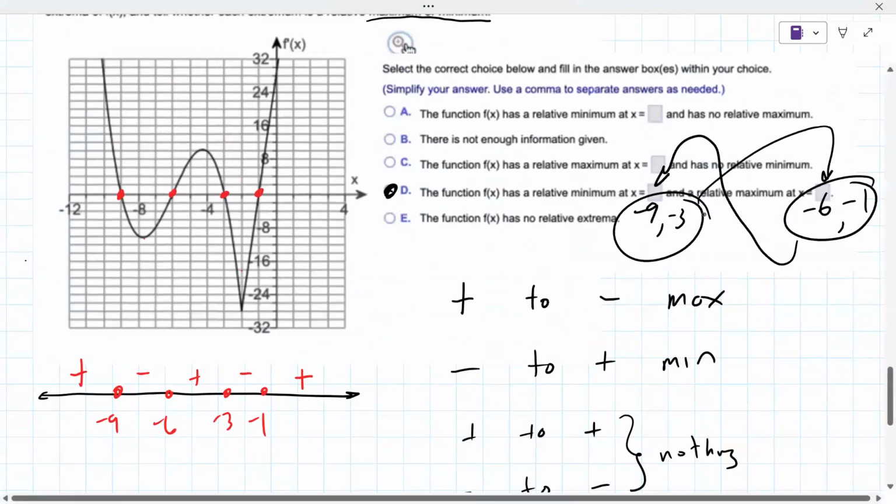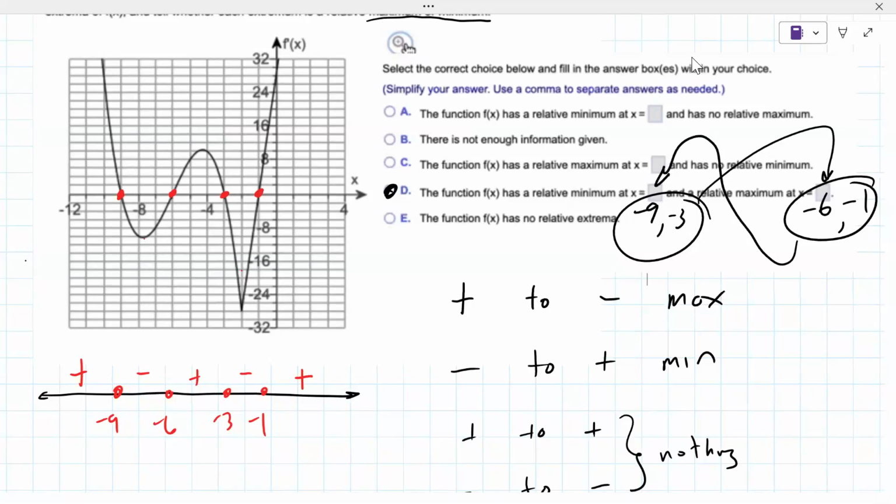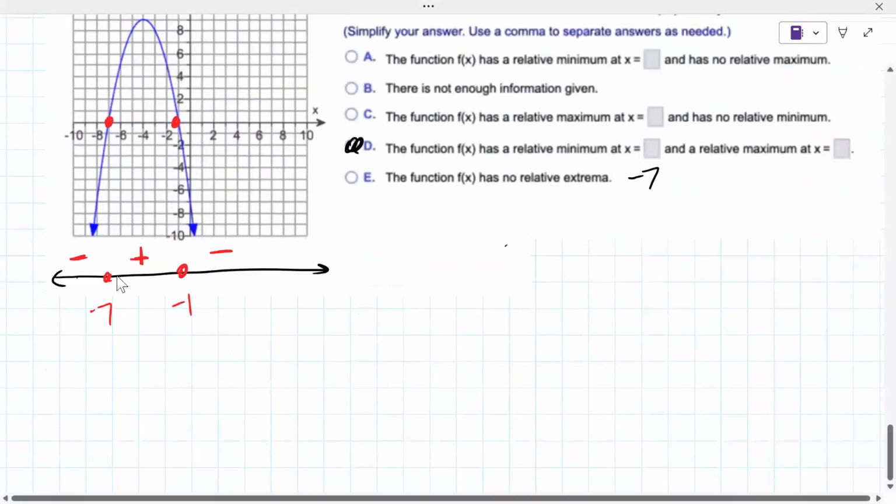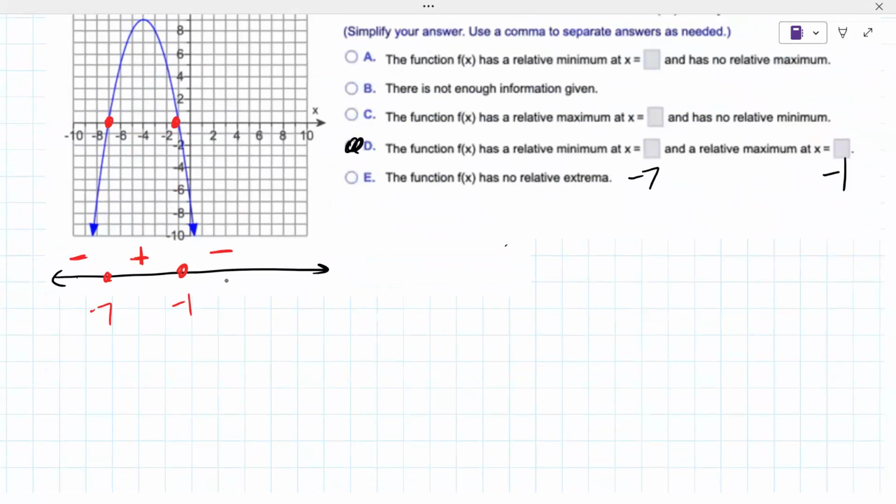Okay. -6, 1 is first. Okay. All right, so in our problem, there's a min because it goes from minus to plus, and then from plus to minus, a max is at -1, like that. All right. Just my next one.